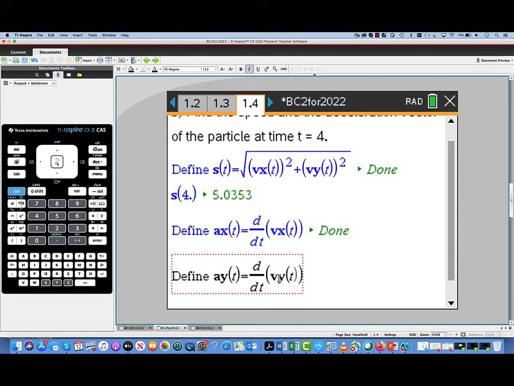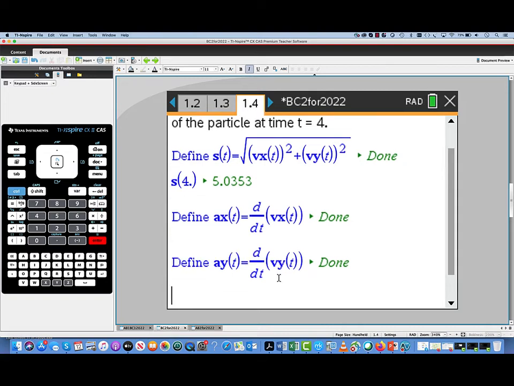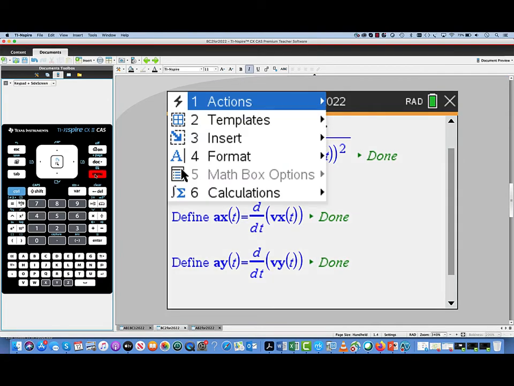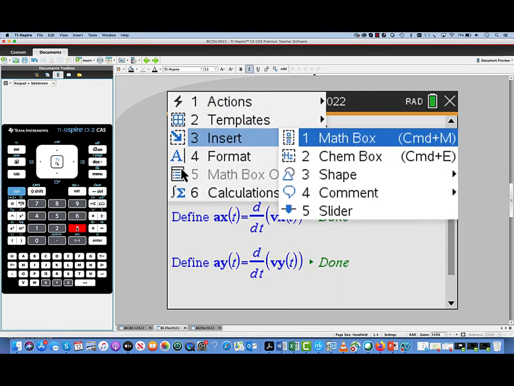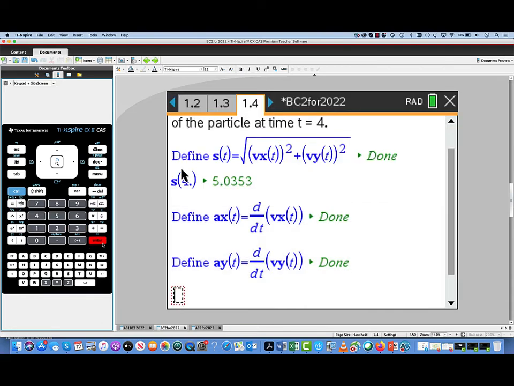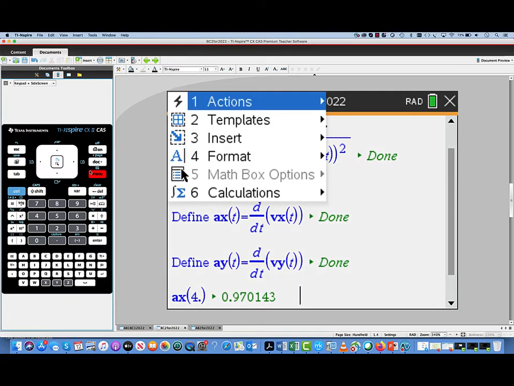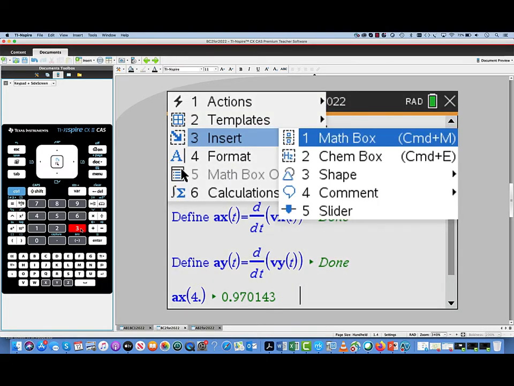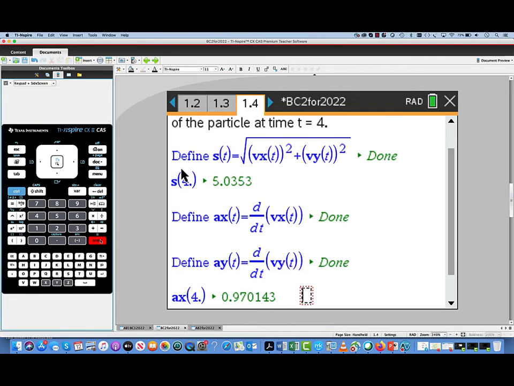Of vy of t. Now once we have defined the x and y components of our acceleration, we can evaluate those at 4. I'll learn a lesson here and just do decimal forms. So when I pull up a math box and evaluate ax of 4, I'll make sure I put a decimal point in there. All right, there's the x component of acceleration. And now let's get the y component of acceleration. Another math box, we'll evaluate ay, and again I'll make it 4-point. And there are the two components of our acceleration vector.